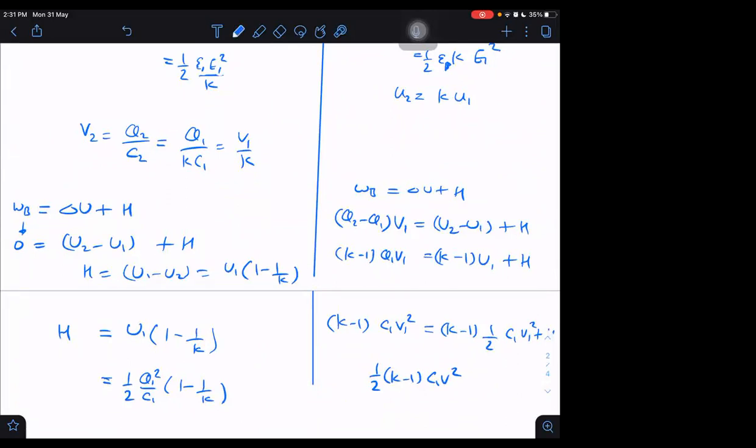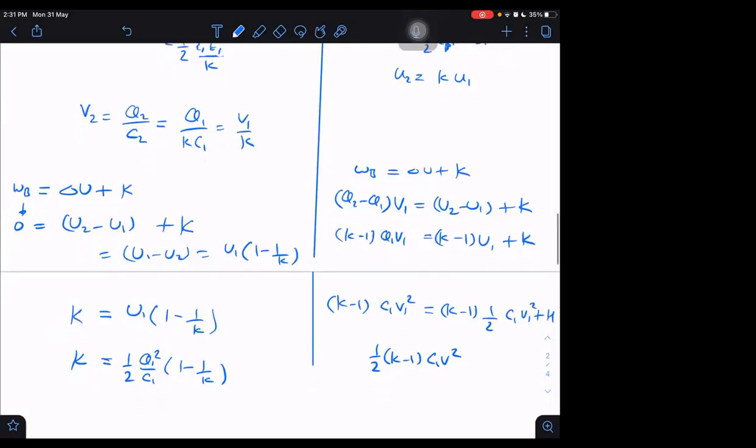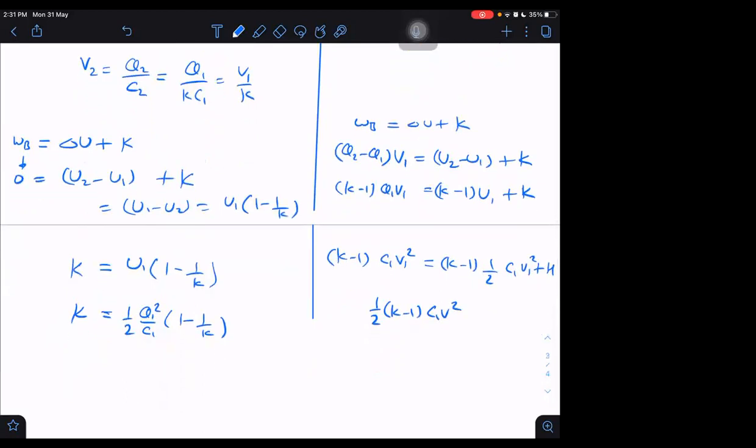I think I have done wrong then. I should have written here, plus, both sides I have to write the same thing actually. The thing which I am writing as H should be written as kinetic energy. What will be the kinetic energy gained? It is delta K, the change in kinetic energy.